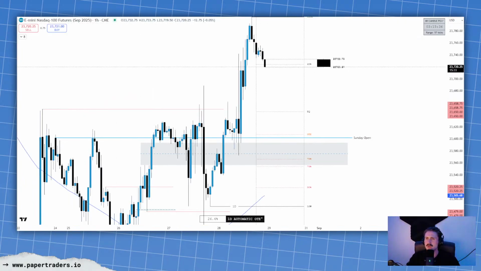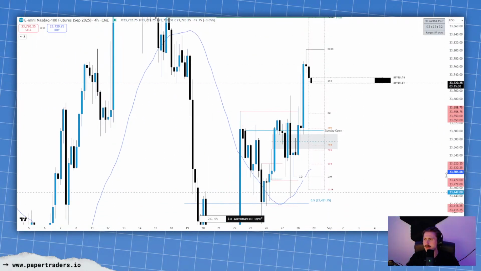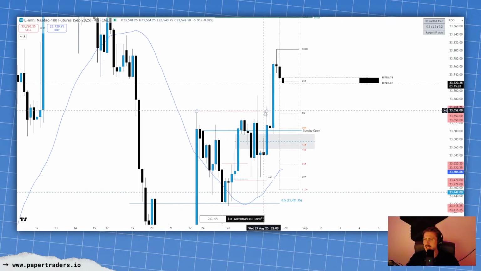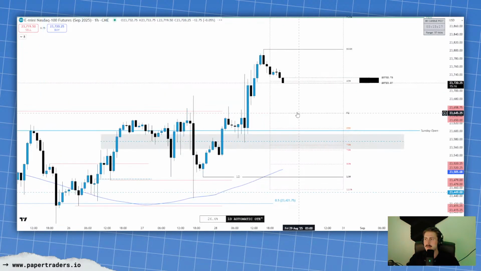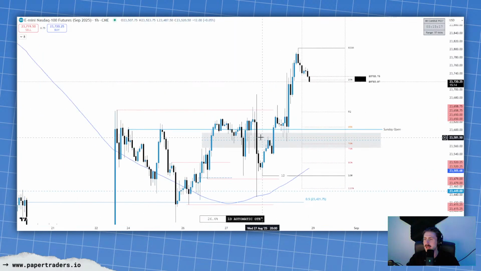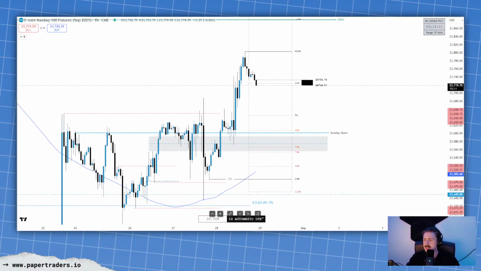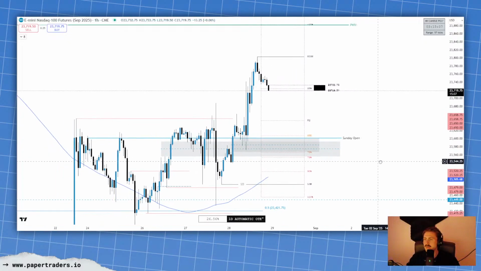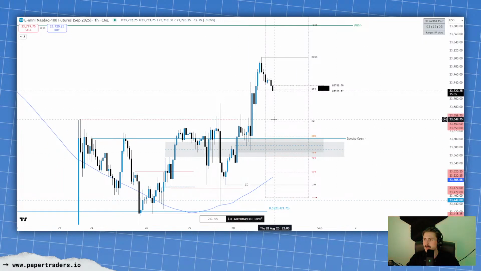If you were here last night, we were talking about this 4-hour fair value gap that we displaced. We displaced it last night at 2 a.m., and this morning we came back and retested it 2 times. On the hourly you can also see we came back and retested it. We also retested this hourly fair value gap that we broke through, and it gave us a nice little push to the upside.